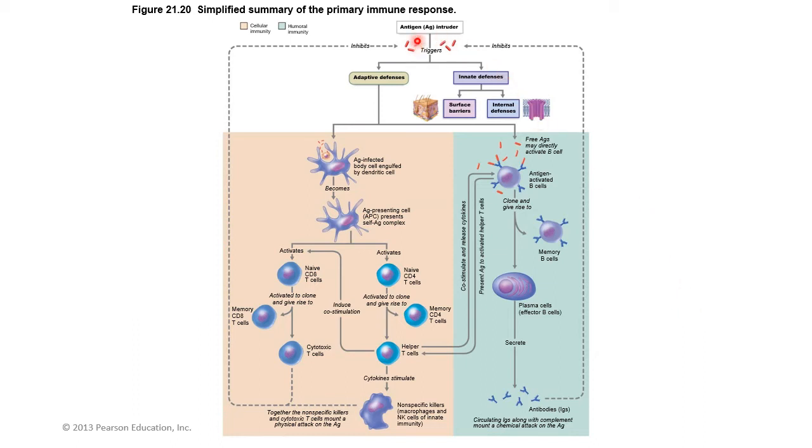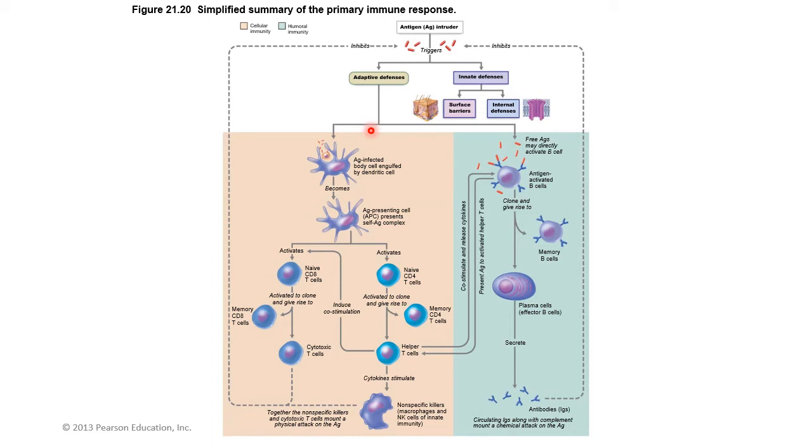Here's your antigen at the top, and that antigen comes in, and the first thing it runs into is your innate defenses: skin, mucous membranes. And if it happens to get through that barrier, past the skin and the mucous membranes, then you have your phagocytic cells, your antimicrobial proteins, fever, and inflammation. Sometimes it's eradicated here.